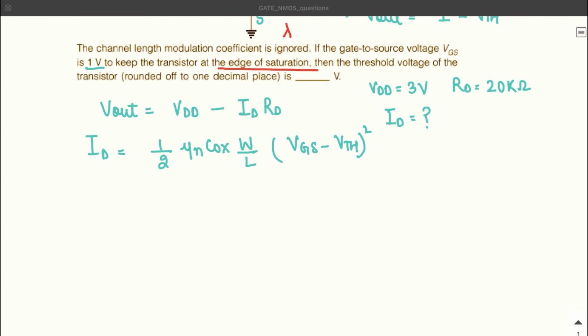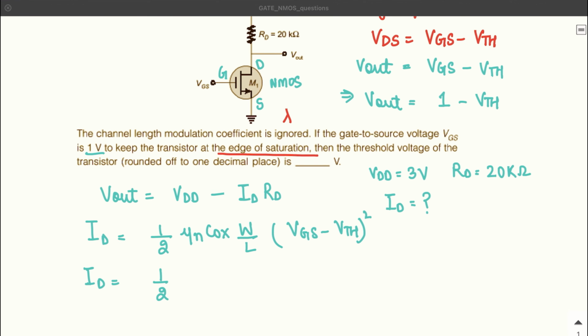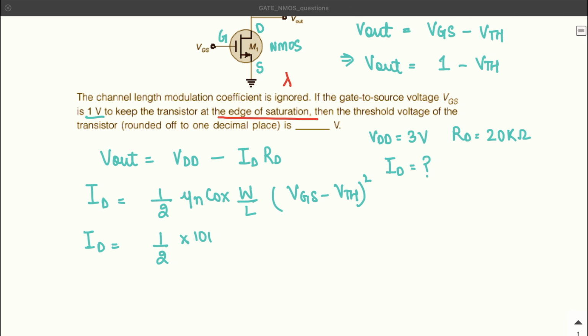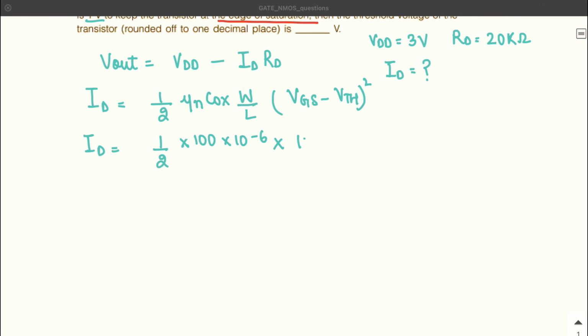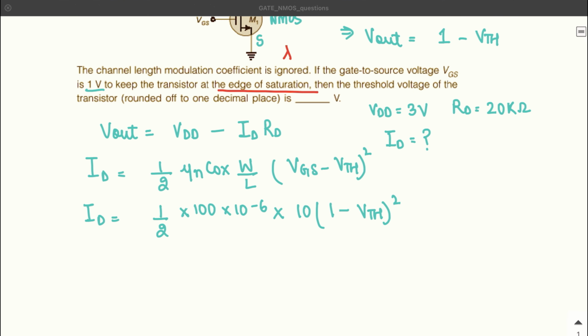So we substitute those values and we have ID equal to half. Mu n Cox is given to be 100 microampere per volt square, so this is 100 into 10 to the power minus 6. W by L is given to us as 10. VGS is 1 and VTH is the unknown. Now if we solve it, ID is 10 to the power minus 3 divided by 2, times 1 minus VTH whole square. This is the drain current.